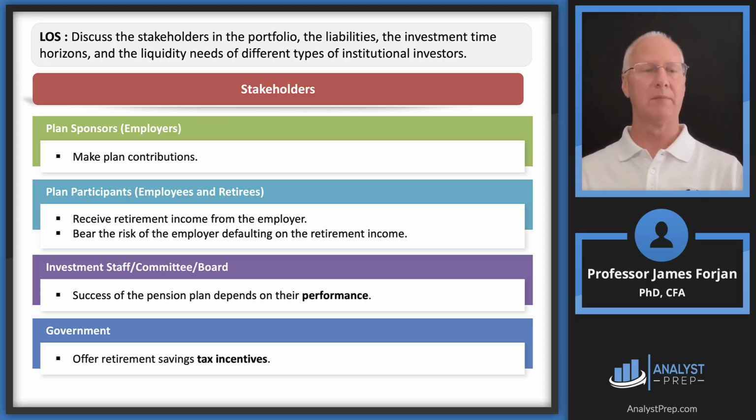So the sponsor, they make the plan contributions. The participants, these people receive their retirement income. And so what are they worried about? They're worried about the employer going bankrupt, right? Defaulting on their retirement income.